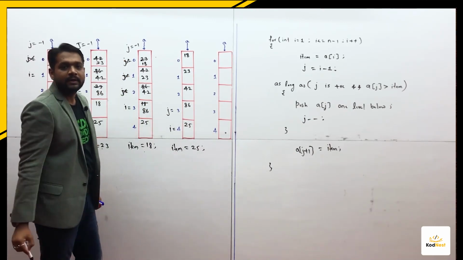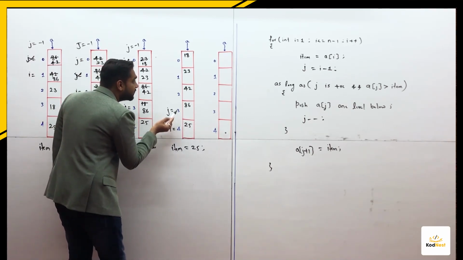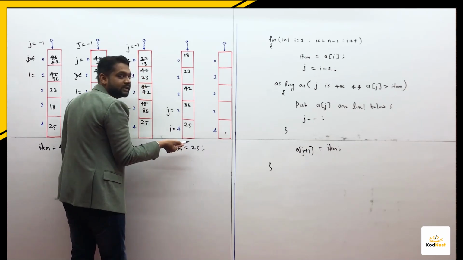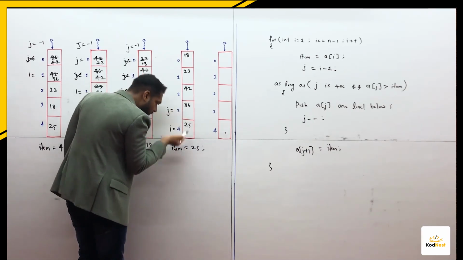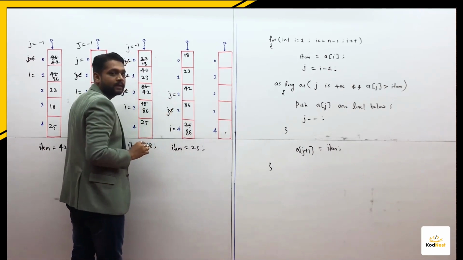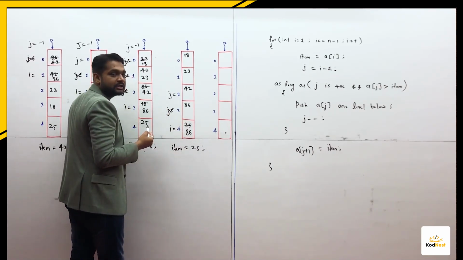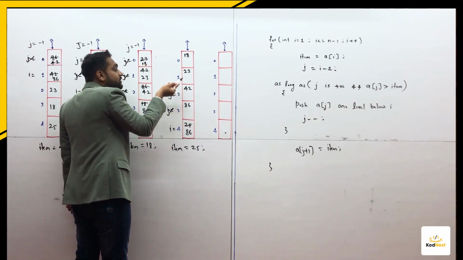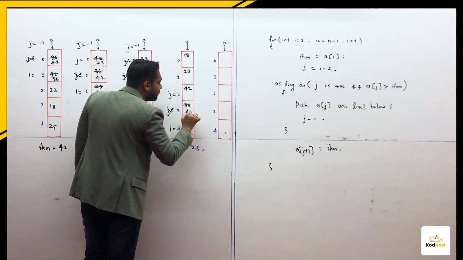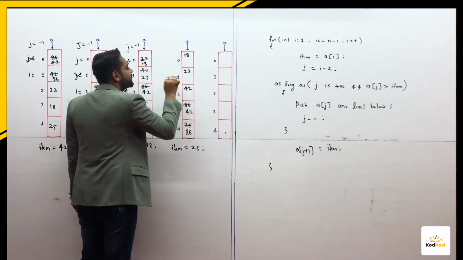Enter the loop. As long as j is positive and A of j is greater than item, it is greater, both conditions passed. Push A of j one level below. Pushed. Decrement the value of j. As long as j is positive and A of j is greater than item, push A of j one level below. Decrement the value of j.